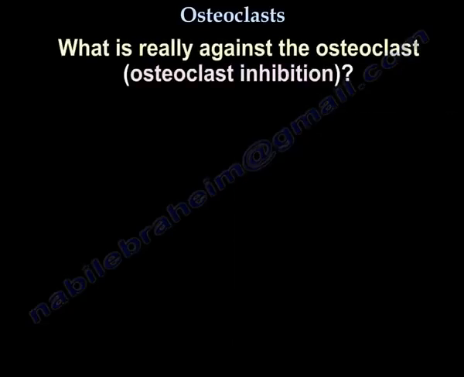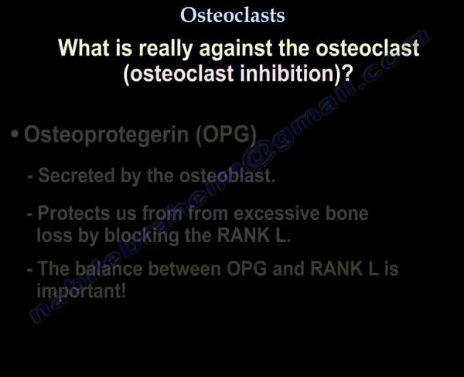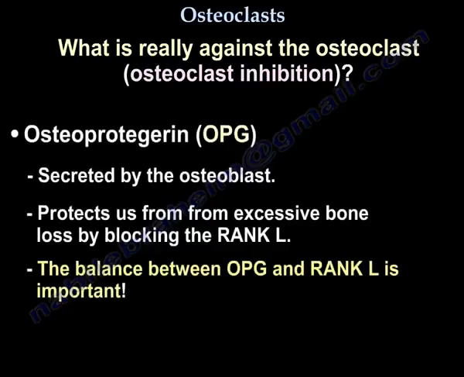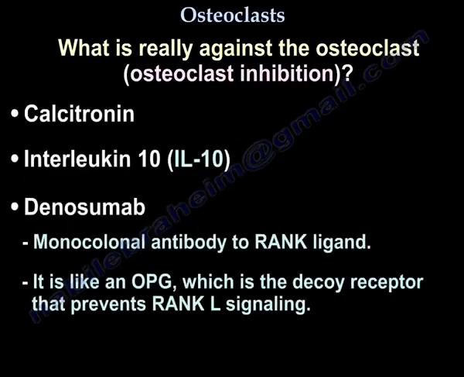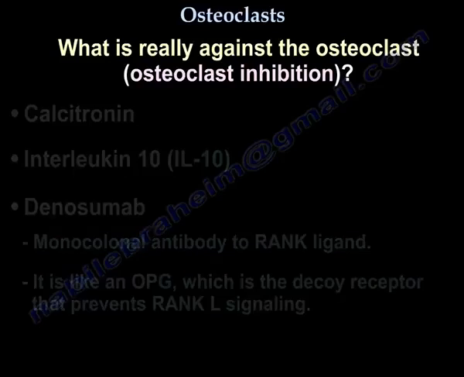So what is really against the osteoclast? The OPG, which protects us from excessive bone loss by blocking the RANK L. The balance between them is important. The calcitonin and IL-10 and a drug called denosumab. Denosumab is a monoclonal antibody to RANK ligand. It's like an OPG. OPG is the decoy receptor that prevents RANK L signaling.